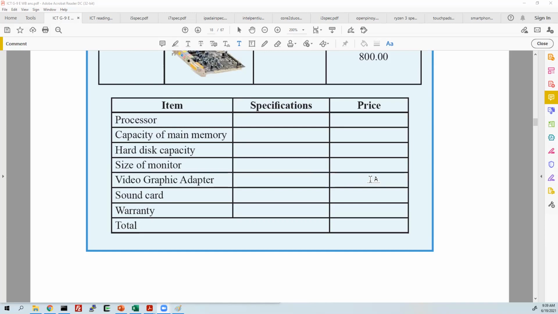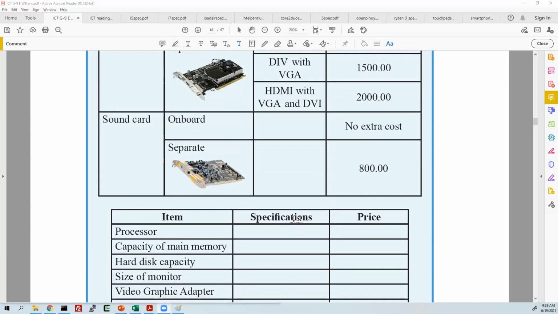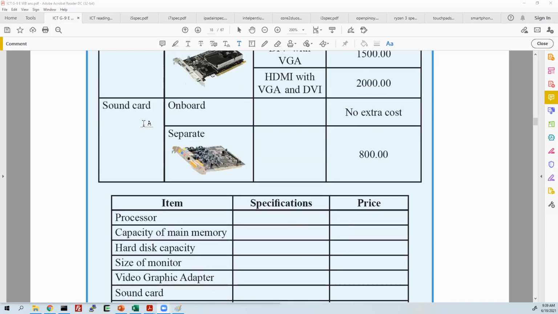Then we are going to select sound card. Now let's select the sound card for your computer. So let's go for the sound card. If the sound card is on board, no extra cost. But if you are going to have a separate one, then you have to add 800. Can you quickly select the spec for sound card then?